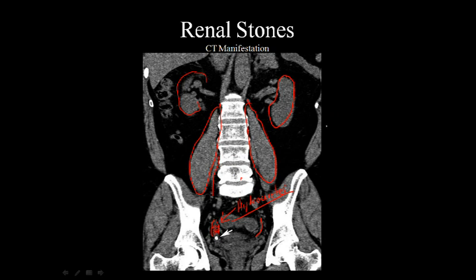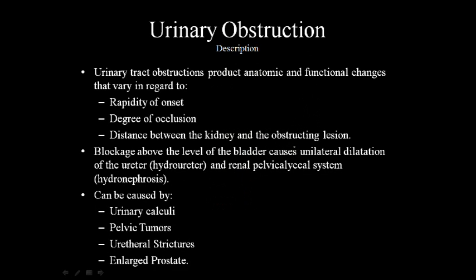And so you have a blockage and fluid is backing up, and that's causing dilation. That's what we're looking for. So then that brings us to a urinary obstruction. Urinary tract obstructions produce anatomic and functional changes that vary in regard to the rapidity of onset, so how fast it occurs.